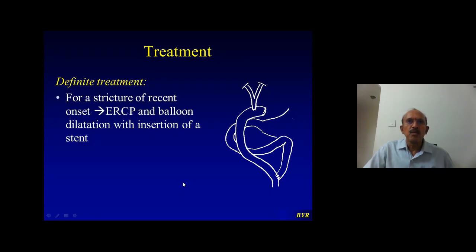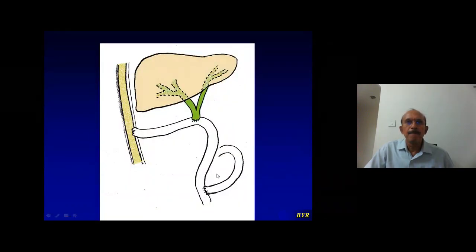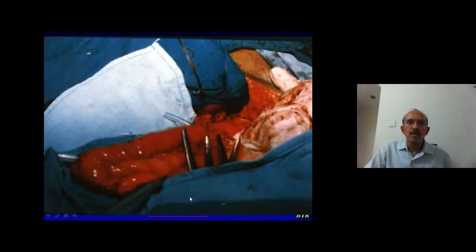Definite treatment: for a stricture of recent onset, you do ERCP and balloon dilatation with insertion of a stent. For a benign stricture or duct transection, you do Roux-en-Y choledochojejunostomy. If the stricture is in the bile duct where you can't put dilators and you can't put a stent, then you do hepaticojejunostomy. You cut the duct there and do an anastomosis to the Roux-en-Y loop. This is an operative photograph.